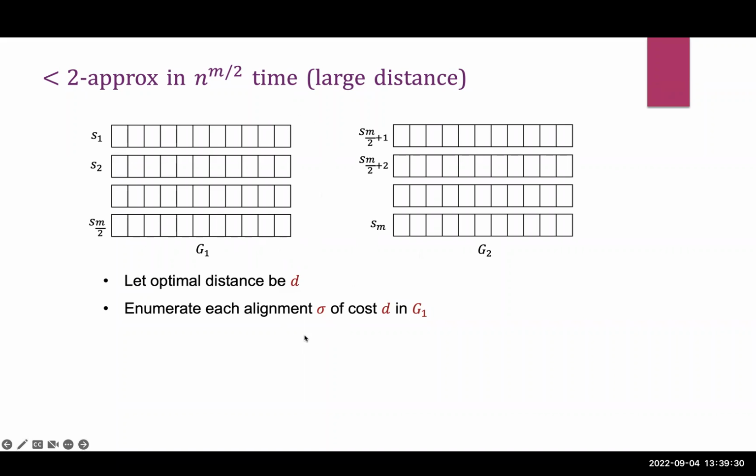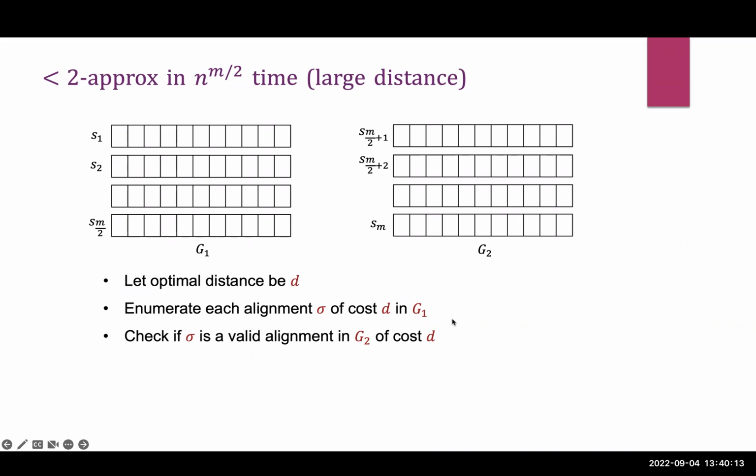Now we can design an easy algorithm where we first try to enumerate or construct each alignment sigma in G1 such that the cost of sigma is bounded by d. Now you can see, because we have assumed that the optimal distance is d, in this process we will also construct the optimal alignment. Once we generate all these alignments, we can send them to group 2 and see whether they are also a valid alignment in group 2 and their cost is d in group 2 as well or not. And because we have generated opt in this process, once we send opt to group 2, in G2 also the cost of opt is d, and so we can output opt.